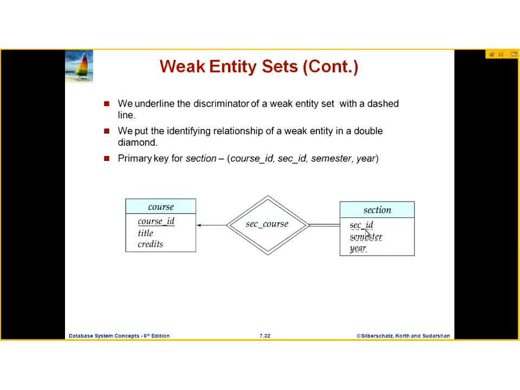So in section there is no primary key, but section ID, semester and year collectively discriminate each section. So we have underlined it with a dashed line. So this is the weak entity set.